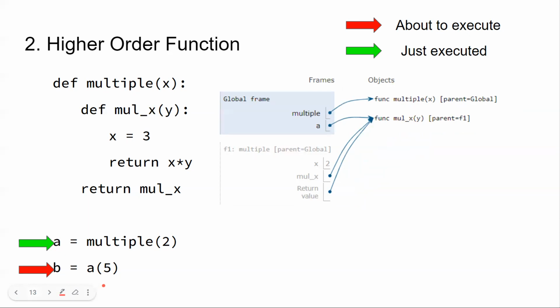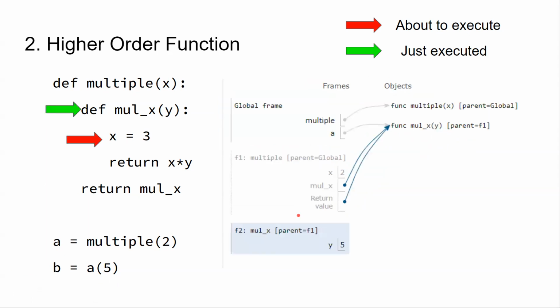So B is A of 5. What is A? A is the function mul x. So we pass 5 into the mul x function. It's f1, so we have f2 created by the mul x function. This time we execute the code inside the mul x function, and we pass 5 into y.